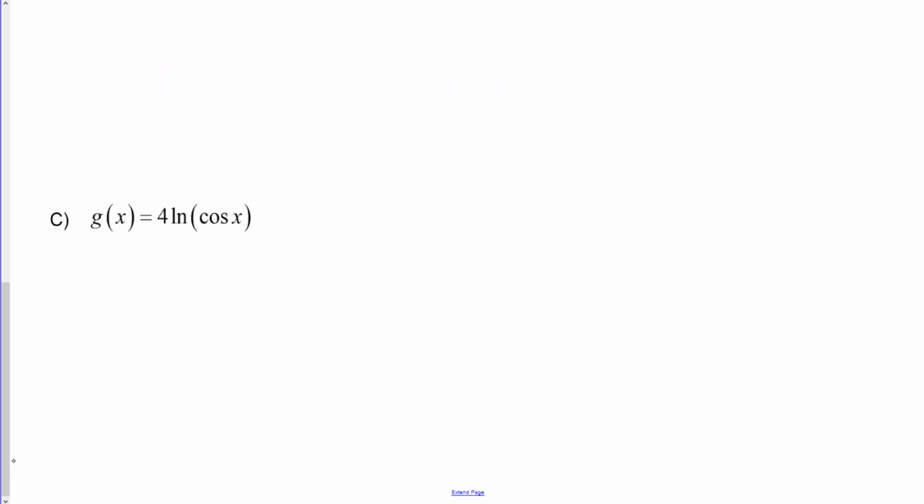Right, last one of these. Let's see how this works. g of x equals 4 natural log of cosine x. This is going to require a chain rule, and let's see how this might work out.